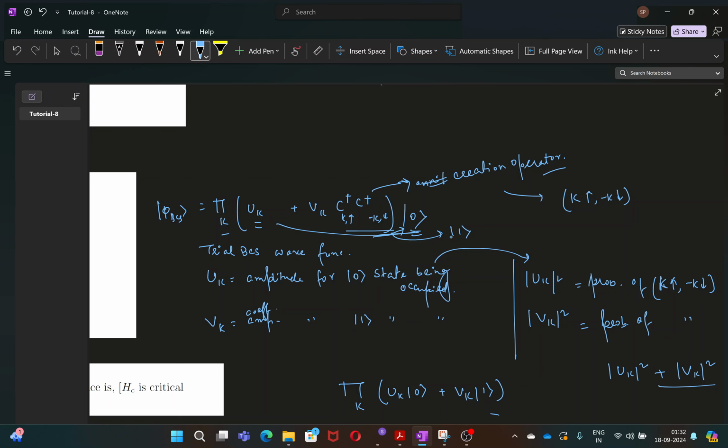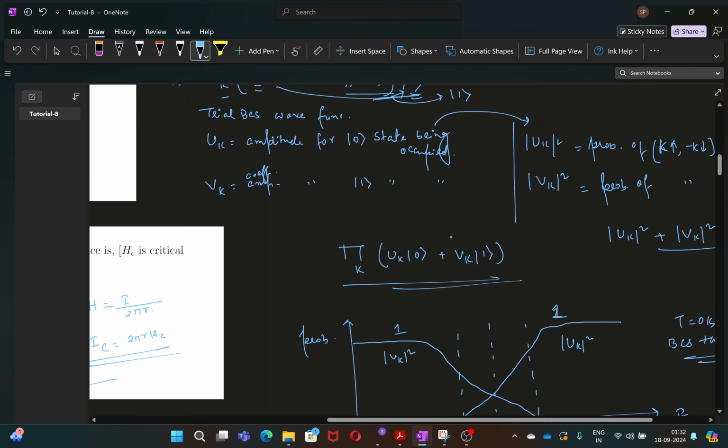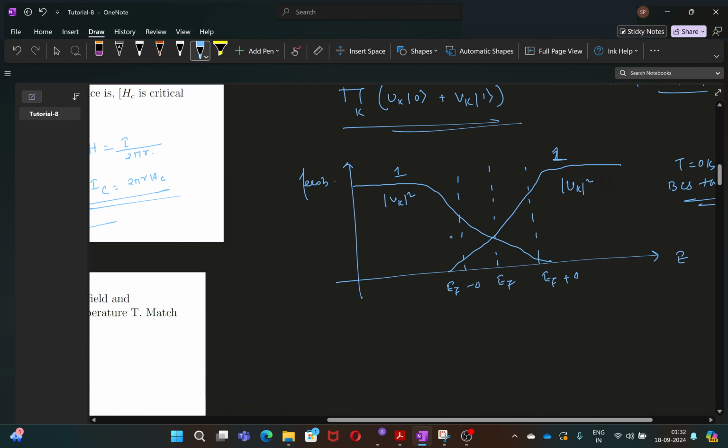The probability of the state being occupied is V_k whole mod square, and the probability of the state being unoccupied is given by U_k whole mod square. You can also clearly see from this picture that about E_F, the Fermi level, the states which were occupied first are becoming empty, so it is going from 1 to 0. On the other hand, the critical field value is given by this formula.